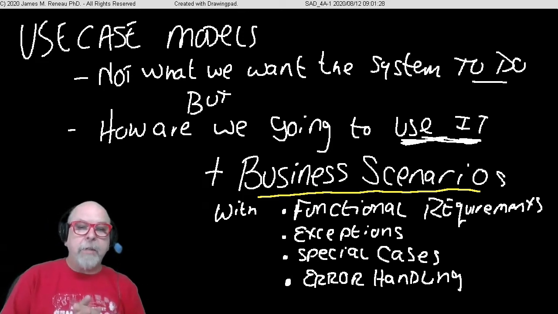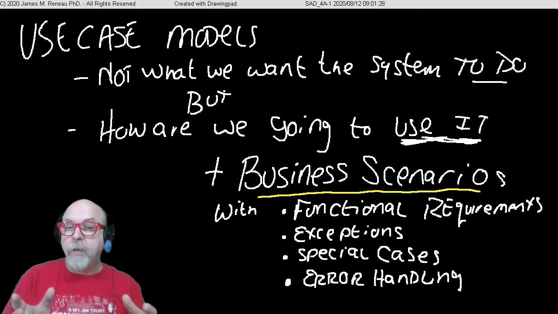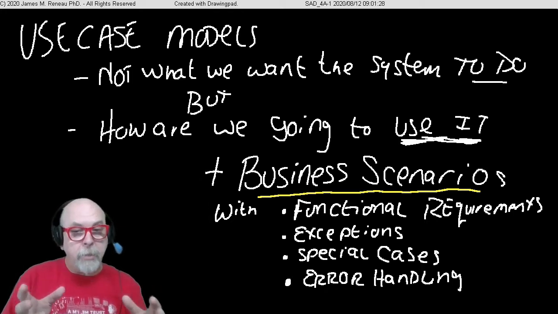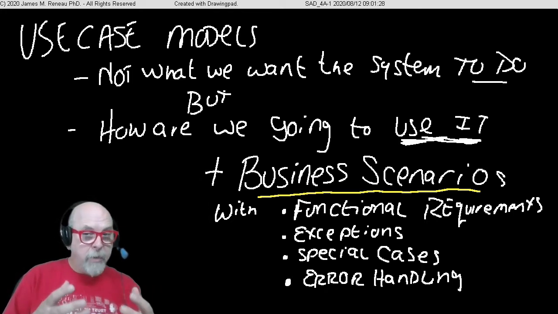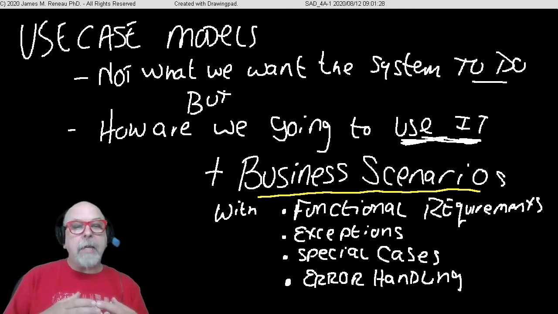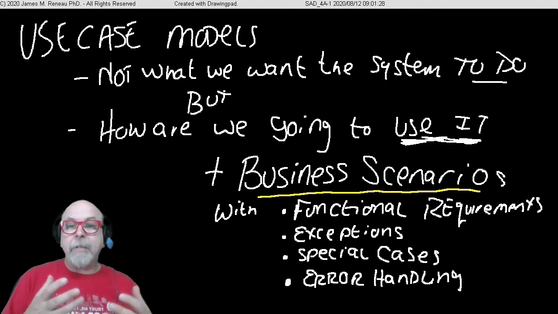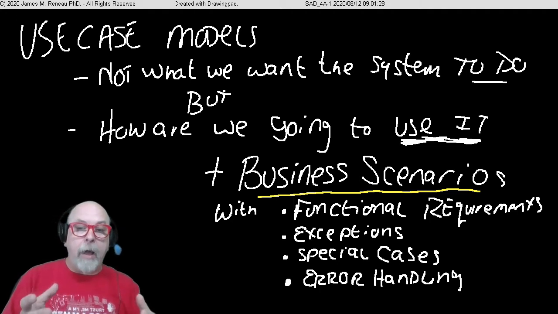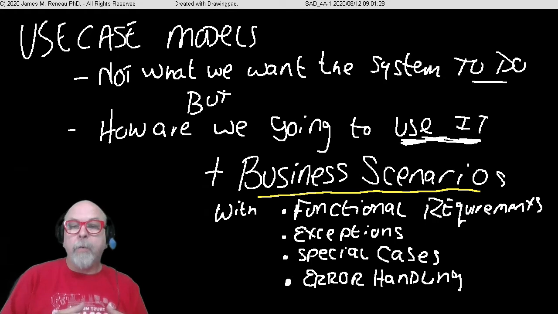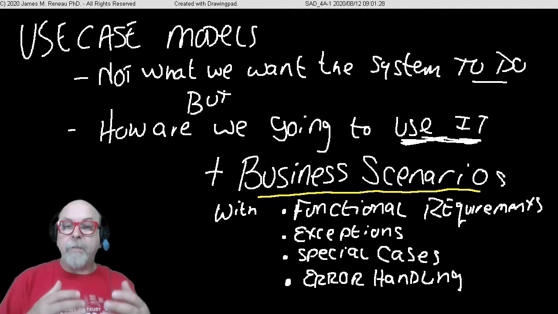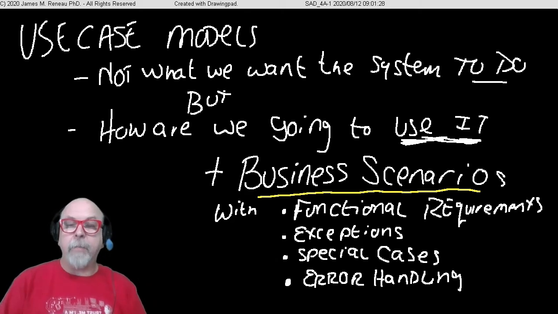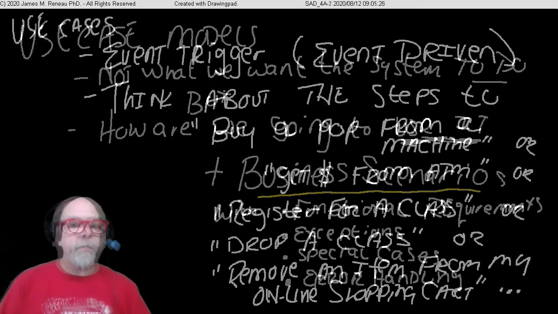These use cases will need to include the functional requirements, the things we want the system to do, functions within the use case. The use case also should include exceptions. When the user has a problem or when something happens, we need to include the exceptions. We need to also include special cases in our use case and how we handle errors that happen through the process of using this part of the system. So that's a use case model.